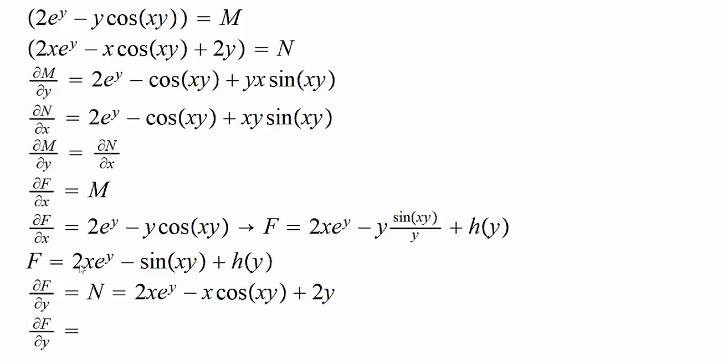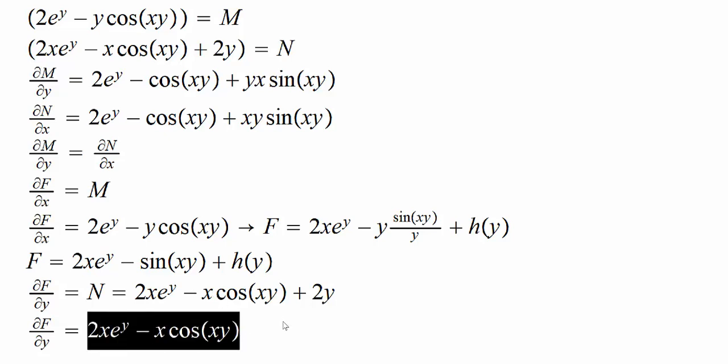So we are differentiating this quantity with respect to y. So what we get is 2x e to the power y, where x is treated as a constant. Okay, and then minus, now we are going to use the chain rule, right? So here we have xy, and x will be treated as a constant. So this becomes x cosine xy, right?